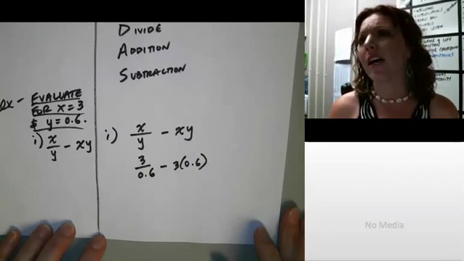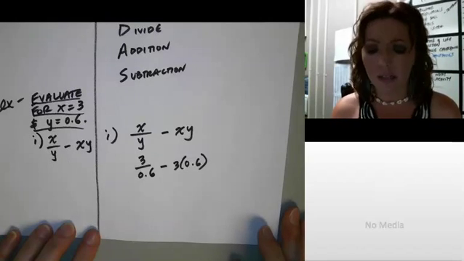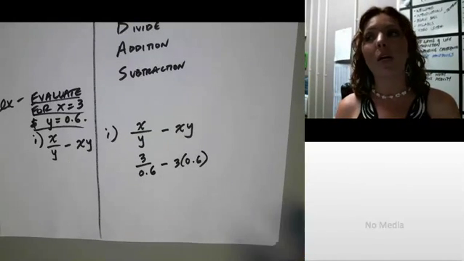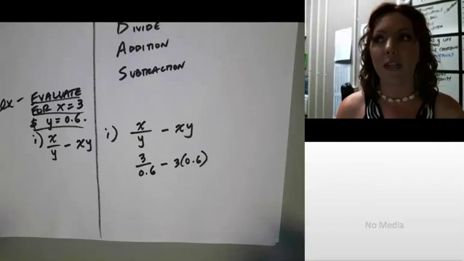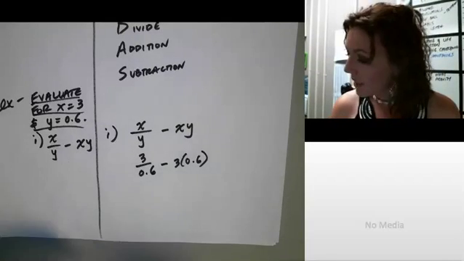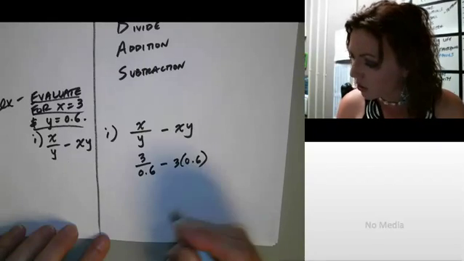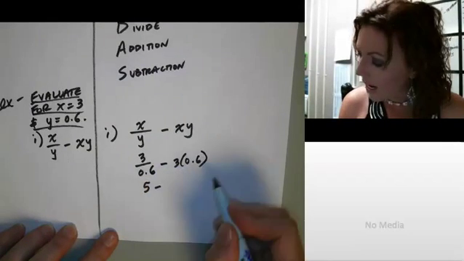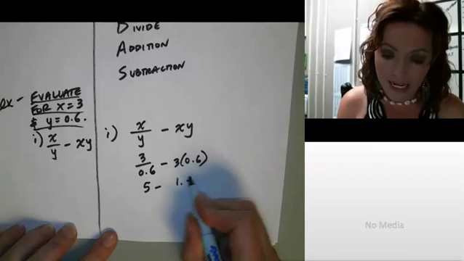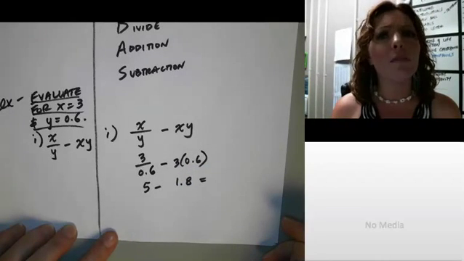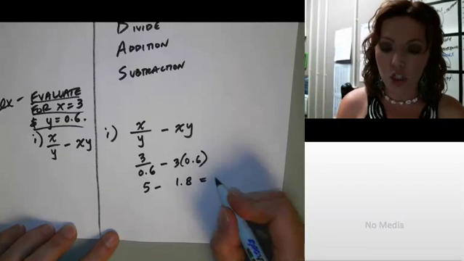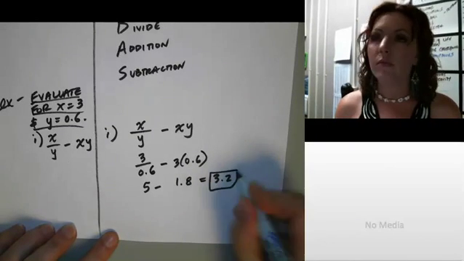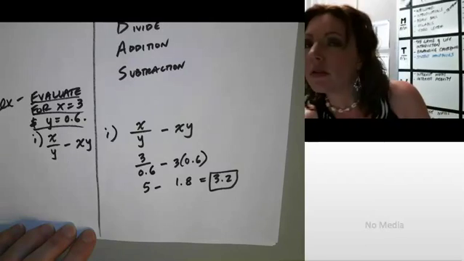On things like this, use your calculator. That's fine by me. I mean, I'm pretty strict about calculators, but when you're dealing with 3 divided by 0.6, I don't expect you all to work that out on your own. So 3 divided by 0.6 comes out to 5. And 3 times 0.6 is 1.8. 5 minus 1.8? What's that? 3.2. Questions?